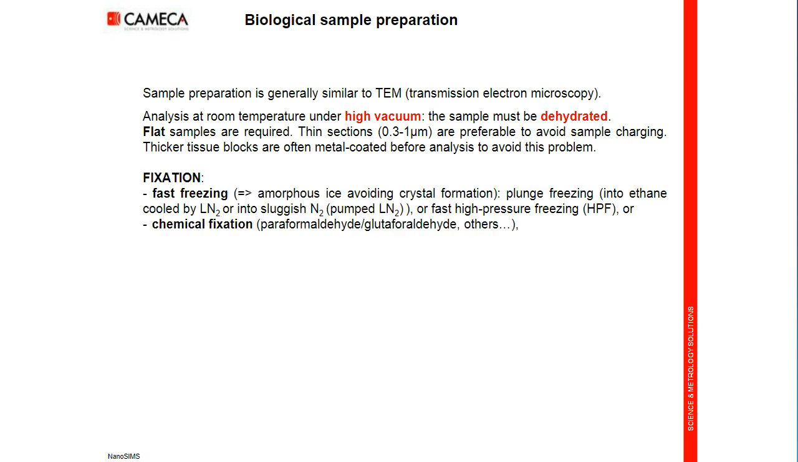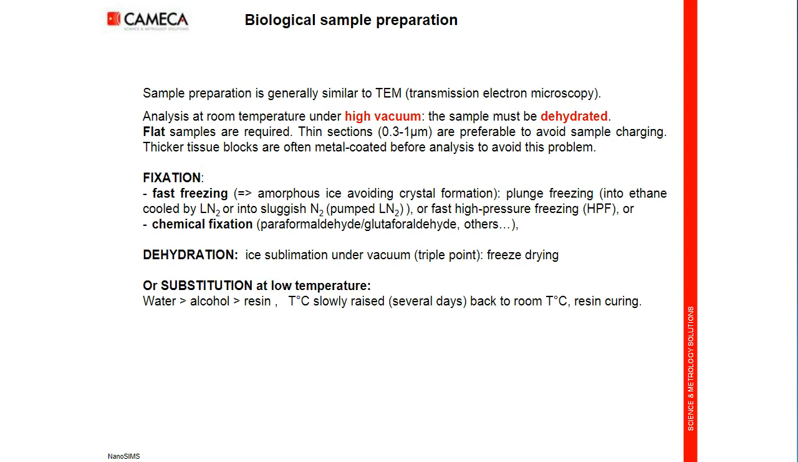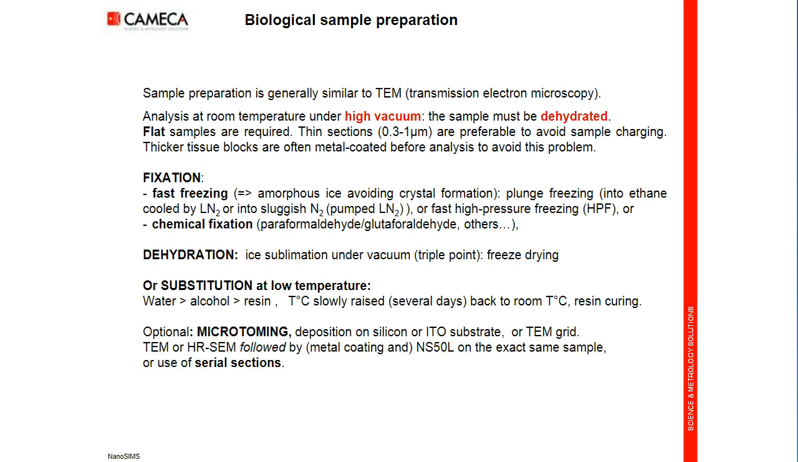First, the sample must be fixated, whether by fast freezing or chemical fixation. Then ice must be removed, whether by drying or substitution with alcohol and resin. Then microtoming can be applied to obtain a thin section, and we can often image the same section with SEM, electron microscopy, or TEM, or we use serial sections, especially for optical microscopies that require staining. They are done on serial sections.